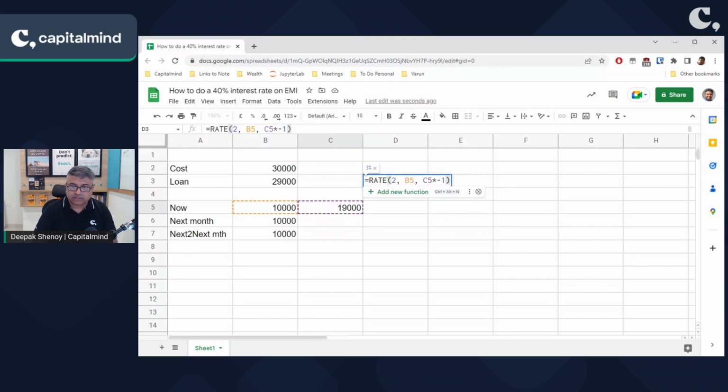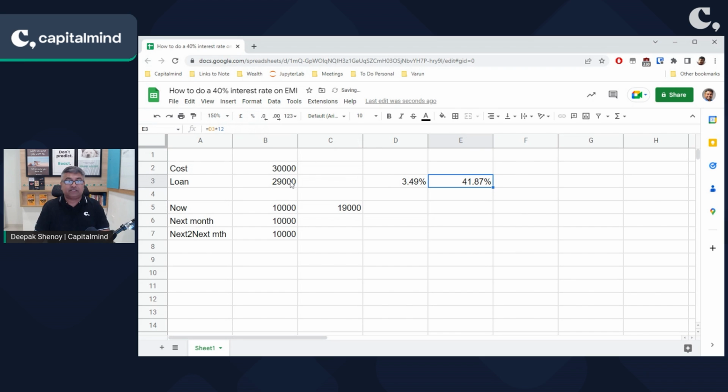So this is the thing. If I did this and I made this a percentage, this is 3.49% per month, because I'm paying it on a monthly basis, right? This into 12. So you're talking about 41.87% as the loan rate. This is the actual interest that is paid. I'll show you how this actually works.